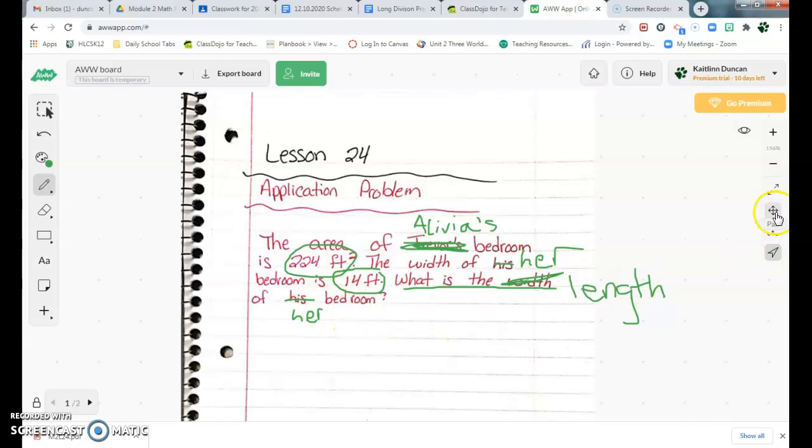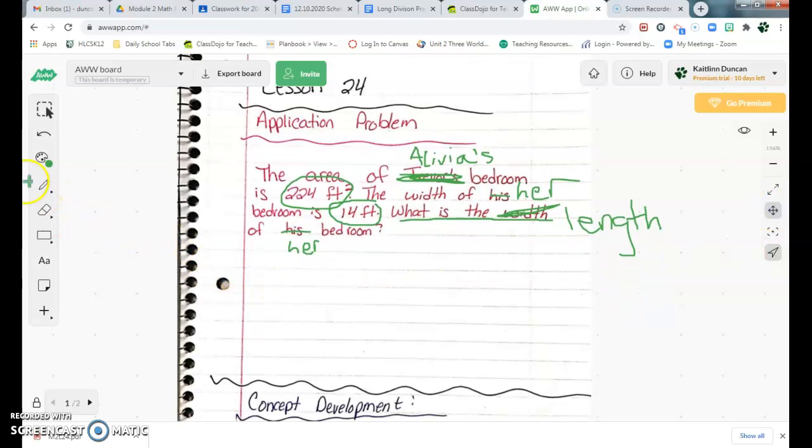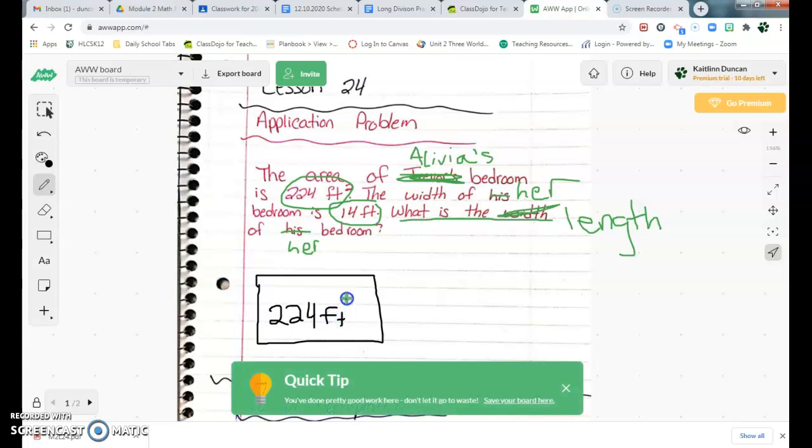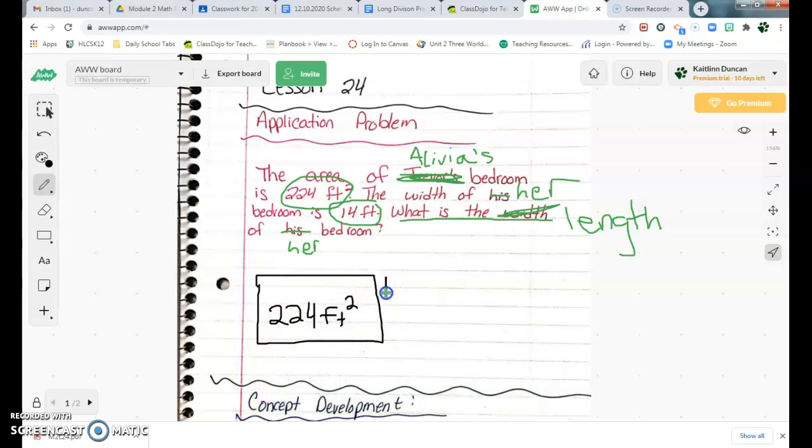So I'm going to start off by drawing a little diagram to help me visualize what it is I'm doing. So if I have my diagram, here's Olivia's bedroom. Okay, I'm going to draw it. The overall area is 224 feet squared. And we know that the width, how wide it is, is 14 feet. So here to here is 14 feet. And we need to know what the length of it is. Okay, that's what we need to figure out.